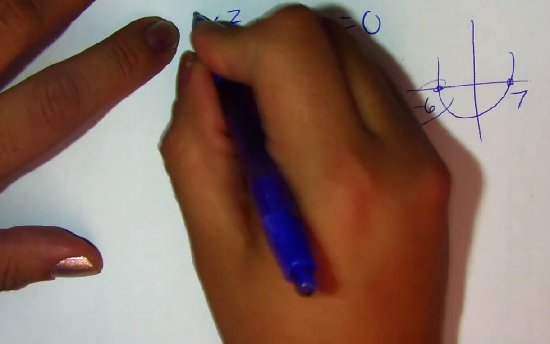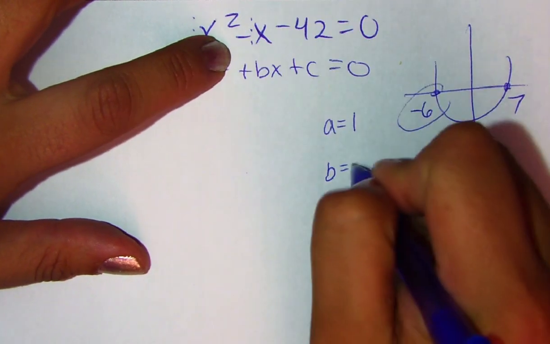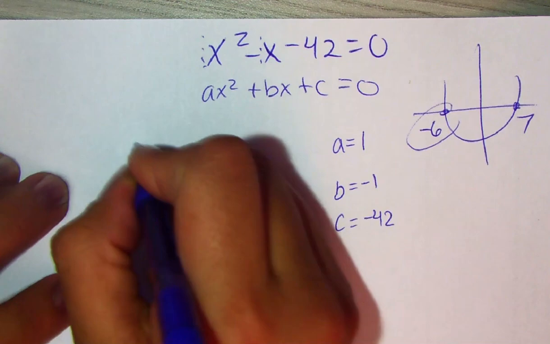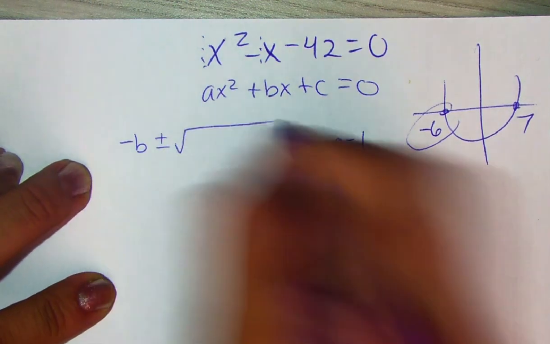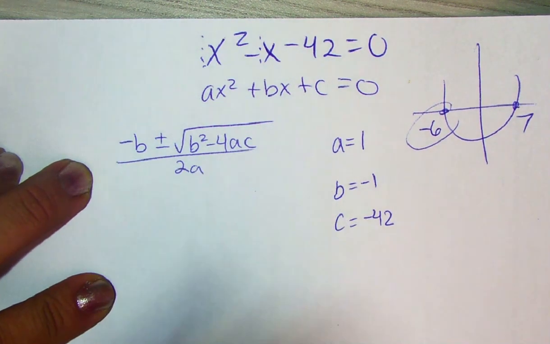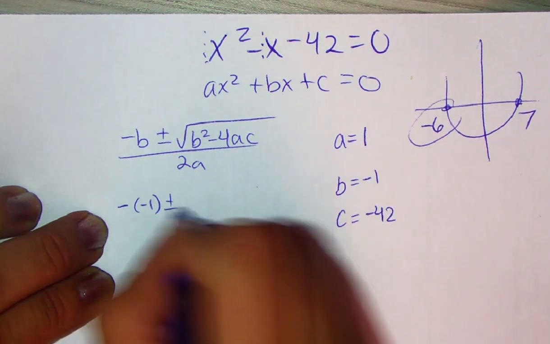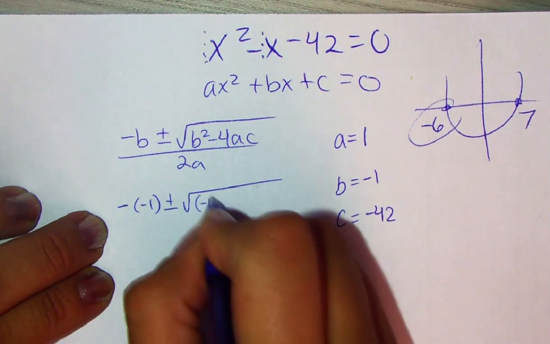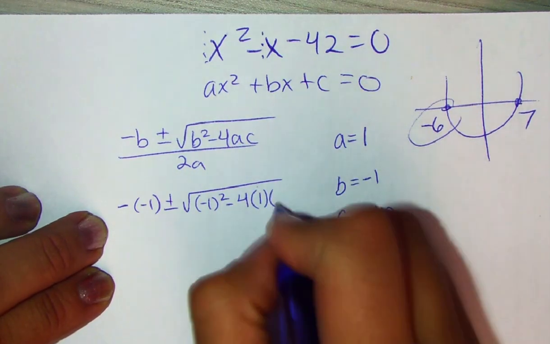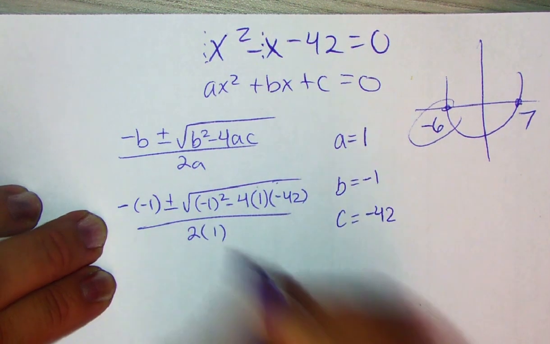So a is going to be an invisible 1. b is going to be a negative invisible 1, so -1. And then c is -42. And when you use the quadratic formula, negative b plus or minus the square root of b squared minus 4ac, over 2a, we're going to substitute -1, because that's your b. And then we're going to do b squared, so it's -1 squared, minus 4 times a, which is 1, times c, which is -42, over 2a, so 2 times 1.